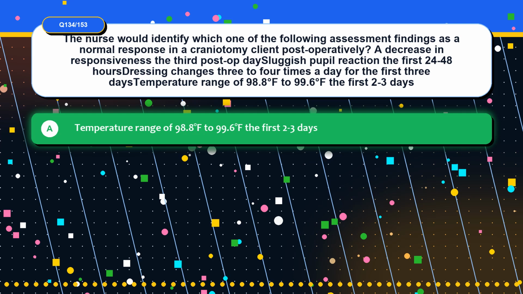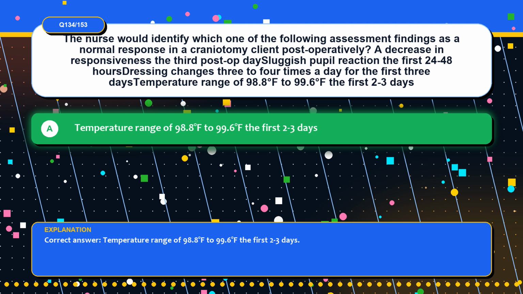The correct answer is option A. Temperature range of 98.8 degrees F to 99.6 degrees F the first 2-3 days. Correct answer.